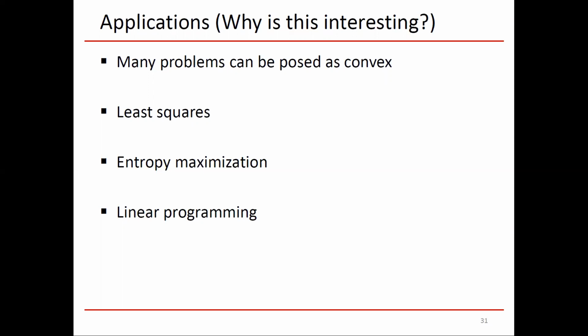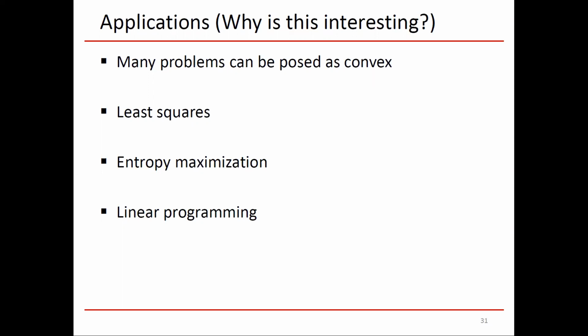But again, many problems can be posed as convex. So for example, linear functions are actually convex. They're both convex and concave. And because of that, linear programming can be posed as a convex optimization problem, and a feasible algorithm for solving linear programs involves convex optimization.